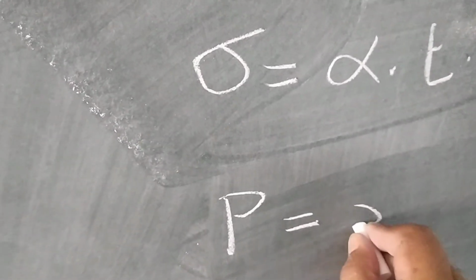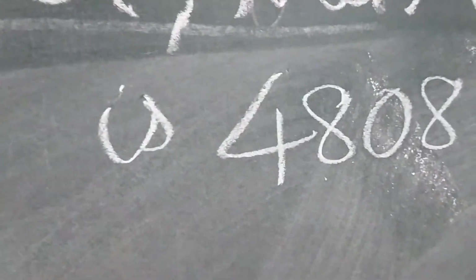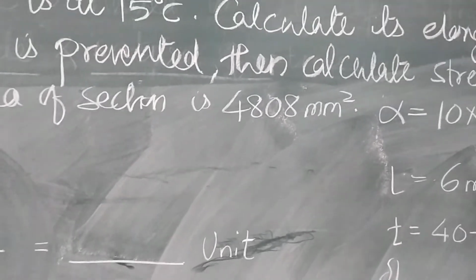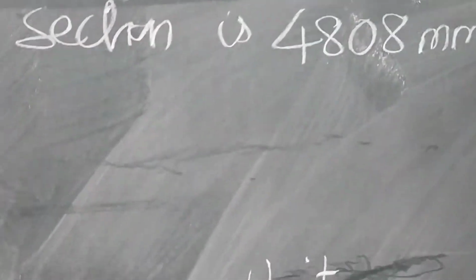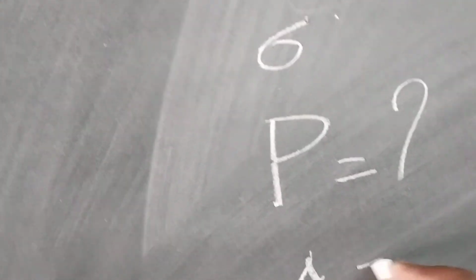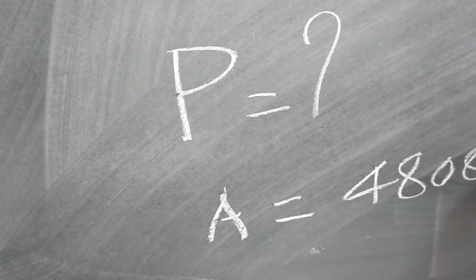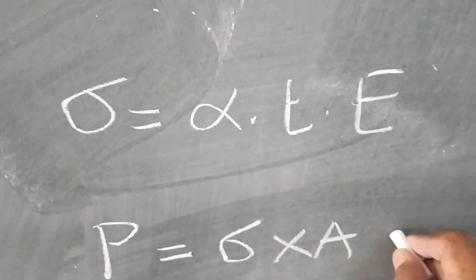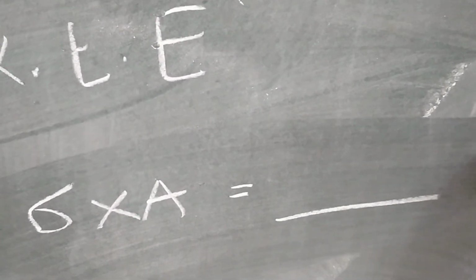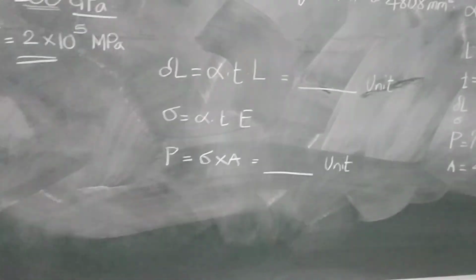P is equal to sigma into area. Concentrate here, the area of section is 4808 mm square. So it is given, let us write down first in the given data, 4808 mm square. Now write down the value of P, sigma into A, calculate yourself with unit. I hope you will write down in the comment section.